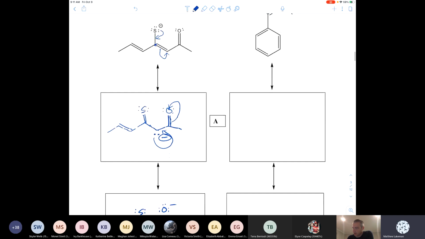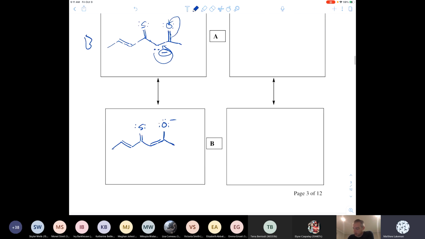Of those three, which one do you think is best? A, B, or C? C, yeah. Good job, Lizzie. You want the negative charge on the most electronegative atom you can. So we can put it on a sulfur, a carbon, or an oxygen. Oxygen is the best choice there.